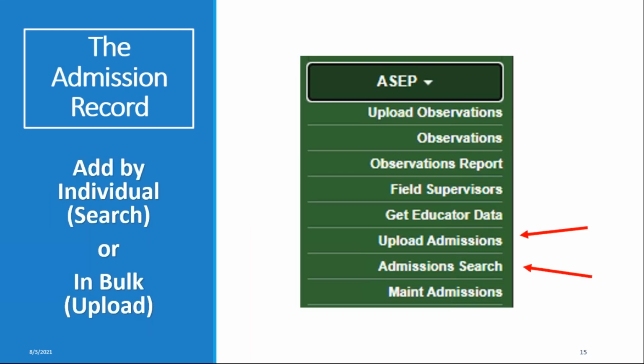Admission records can be created either individually by using the admissions search option in ASEP, or if you have a bunch to enter, prepare a CSV file and upload them using the upload admissions option. Remember I said earlier that a recent enhancement will allow you to edit some fields using an upload. For example, if you did not include the SAT or ACT scores for your teacher candidates, then you can go back and add them now via upload.